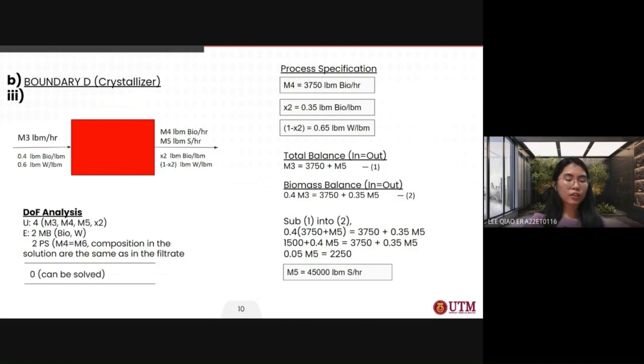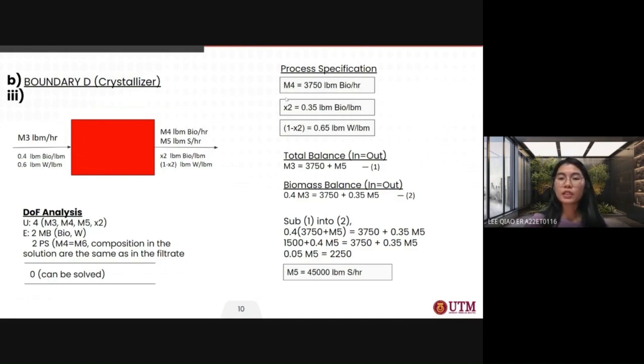So first of all, we need to do the DOF analysis. There are 4 unknowns, which are M3, M4, M5, and X2. And 2 material balances, which are biomass and water, and 2 process specifications, which are M4 equal to M6, as we know that the amount of solid before the filter and after the filter will be the same. And also the composition of the solution is the same in the filtrate, because the filter cannot change the composition of the solution. Then we get 0 for the DOF.